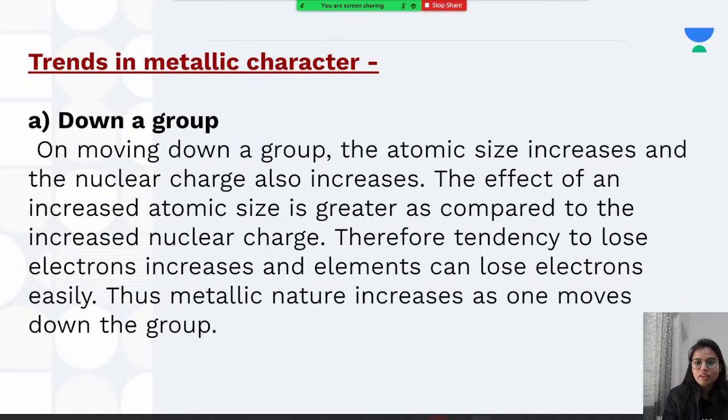Atomic size is increasing and nuclear charge is also increasing. But the effect of atomic size is much greater than that of nuclear charge. So the tendency or capacity to lose electrons increases, and elements can lose electrons more easily. That means the metallic character increases as we move from top to bottom.